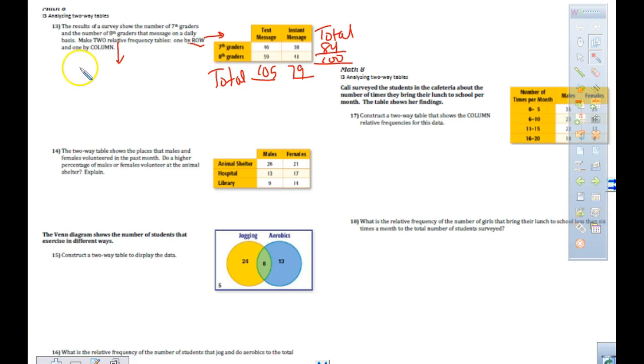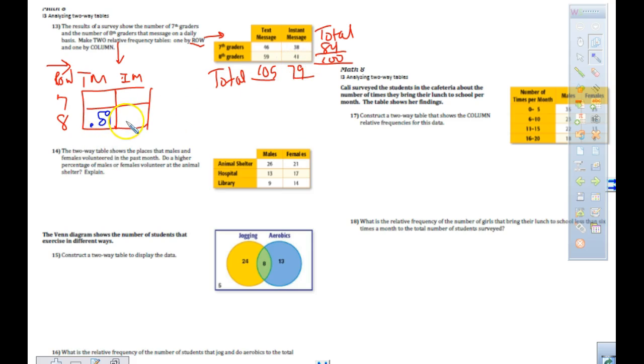I'm going to say text message and instant message. I'm going to have 7th graders and 8th graders. And today on your project, you'll do it in the same way. So if I'm doing the row, that means I'm going to divide by the numbers back here, 84 and 100. The super easy one is 59 divided by 100, because that's going to give me what decimal? 0.59, or I could put 59%.